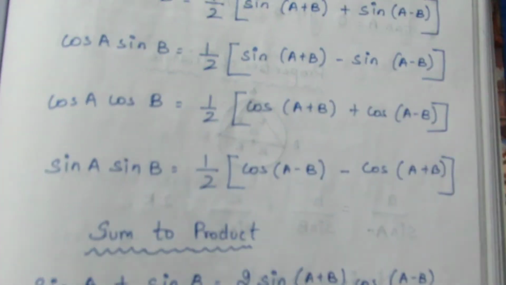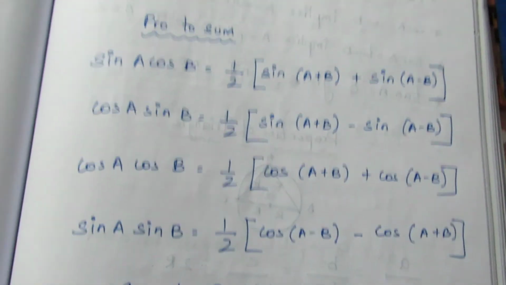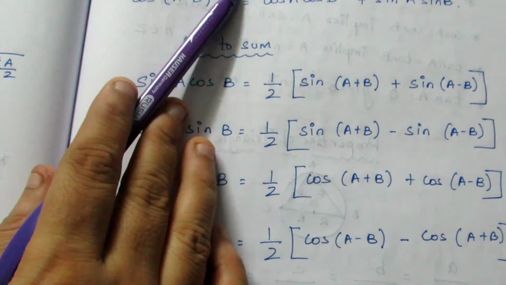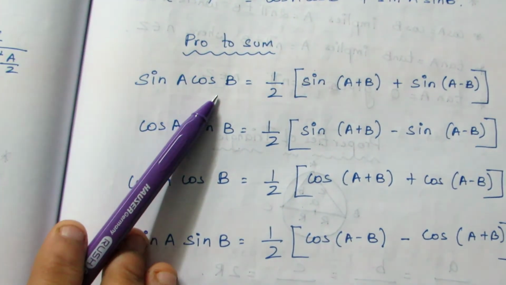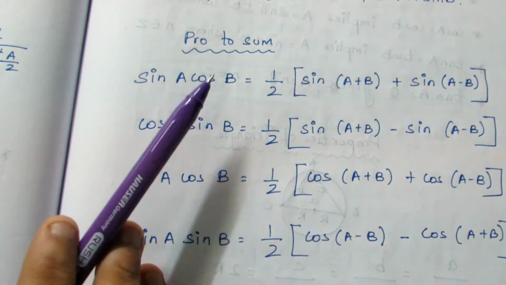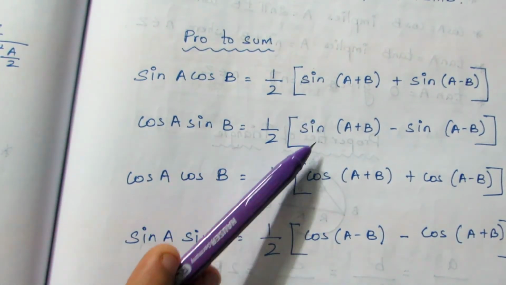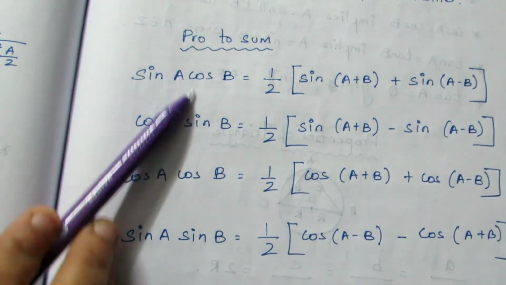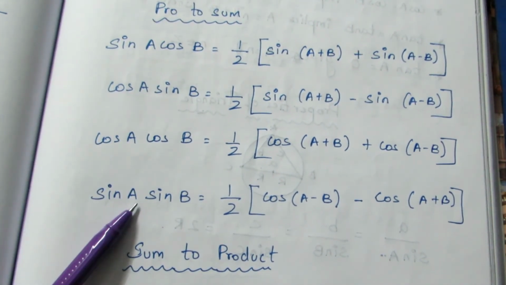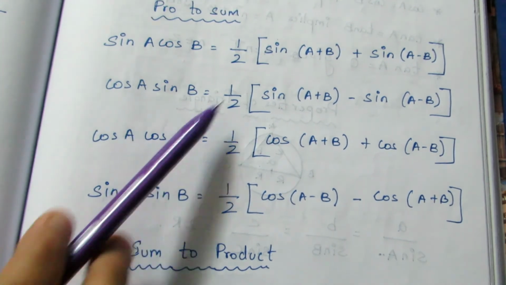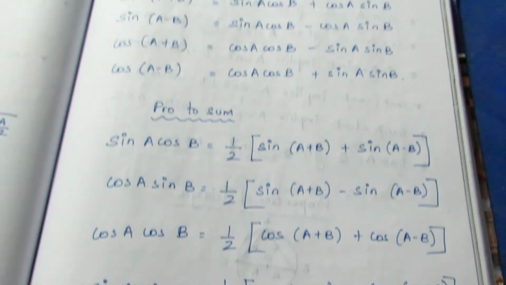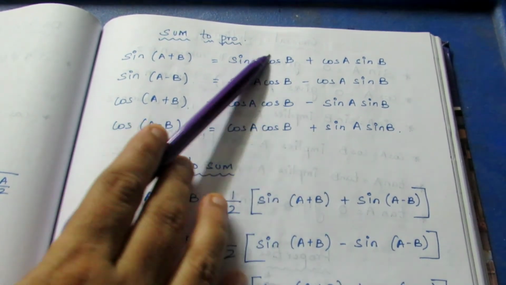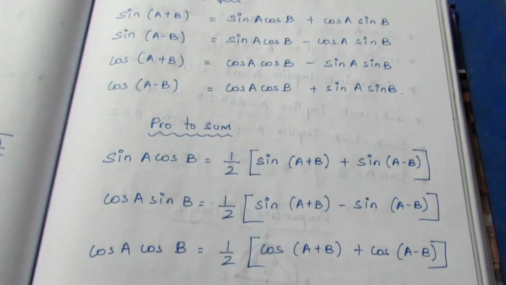Now we'll move on to the product to sum formulas. This is just the formula. We can derive it from the top, that is, sum to product. We have already written sin(A+B). From there we can derive this formula by adding and subtracting the top. So no need to mug it up. Just have a look, so that we can derive this formula by solving the sum to product; if we solve these two, we get another formula.